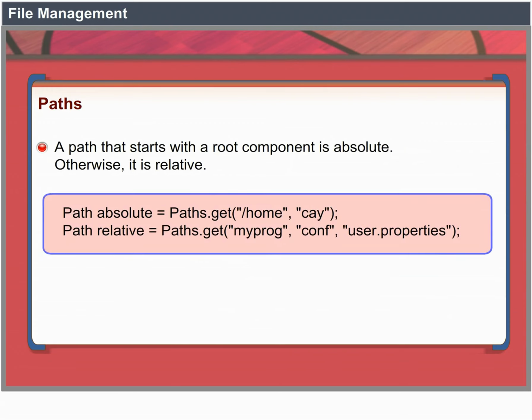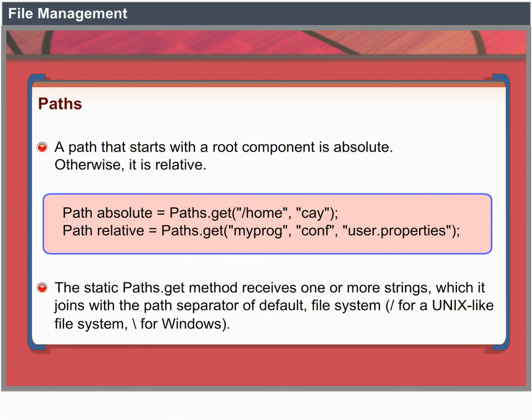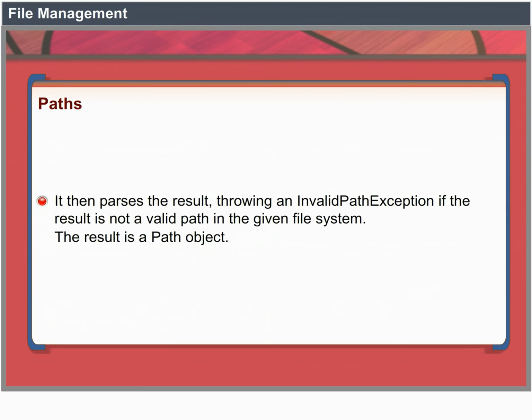Path absolute equal to Paths.get("/home", "cay"). Path relative equal to Paths.get("myprog", "conf", "user.properties"). The static Paths.get method receives one or more strings which it joins with the path separator of the default file system: / for a Unix-like file system, \ for Windows. It then parses the result, throwing an InvalidPathException if the result is not a valid path in the given file system. The result is a Path object.